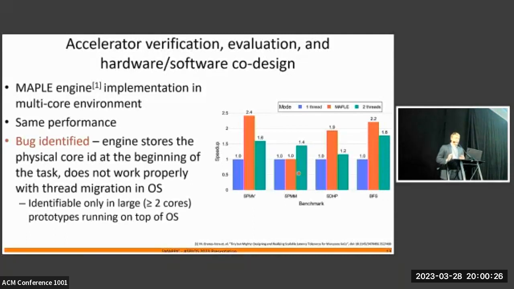The engine stores the physical core ID at the beginning of the task. And while this works fine in bare metal settings or in settings with the low core count that the authors of the original paper used, it does not work when you have a lot of cores and you run your experiments on top of an OS because of thread migration. And again, this is an example of a use case that is uniquely possible with SMAPPIC.